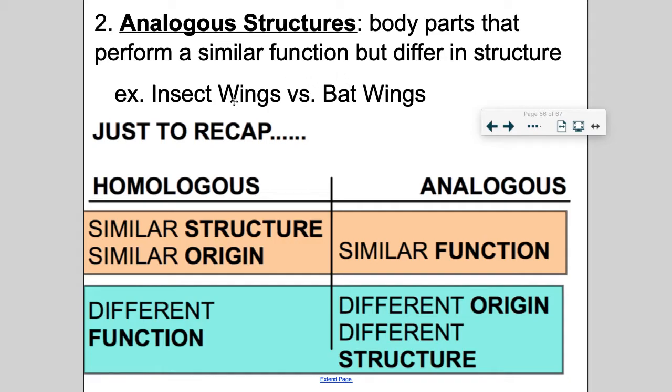Insect wings, they're transparent. Okay? They don't have bones, no muscle, no blood. Bat wings, they are not transparent. They have bones, they have blood, flesh. So different structure. So just to recap, homologous is similar structure, similar origin, different job or function. Analogous, different origin, different structure, similar function. So you can see that they're opposites of each other, right?